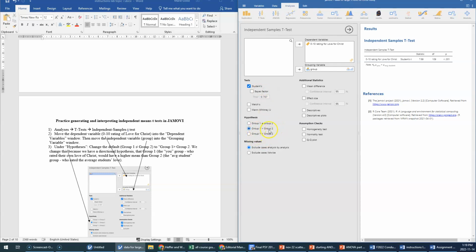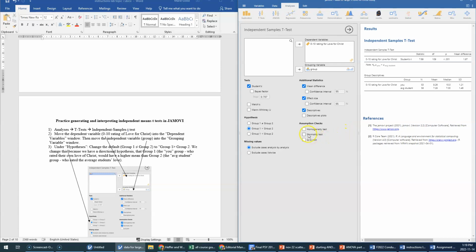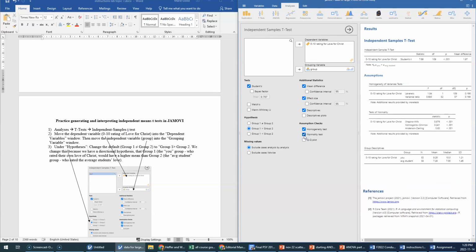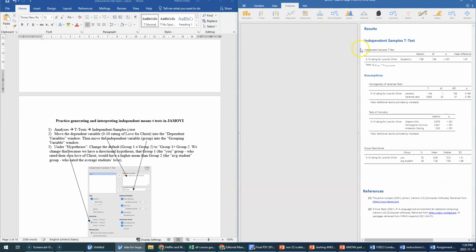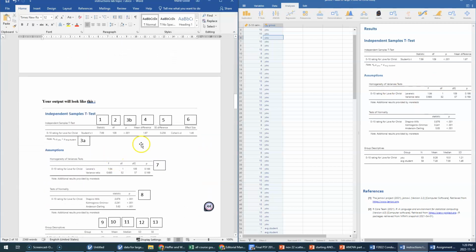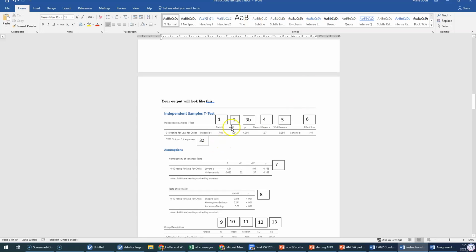So that's fine. We're also going to click mean difference, effect size, descriptives, and the first two options under assumptions check, homogeneity test and normality test. Okay. So now we have this output generated, and it's going to be exactly the same as what appears on here. This information is identical to what's on the handout. I'm just going to move the handout to full screen so it's easier to see.